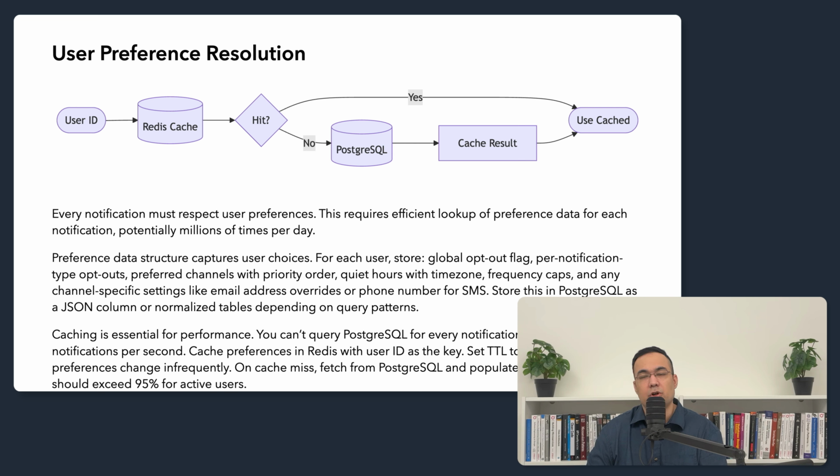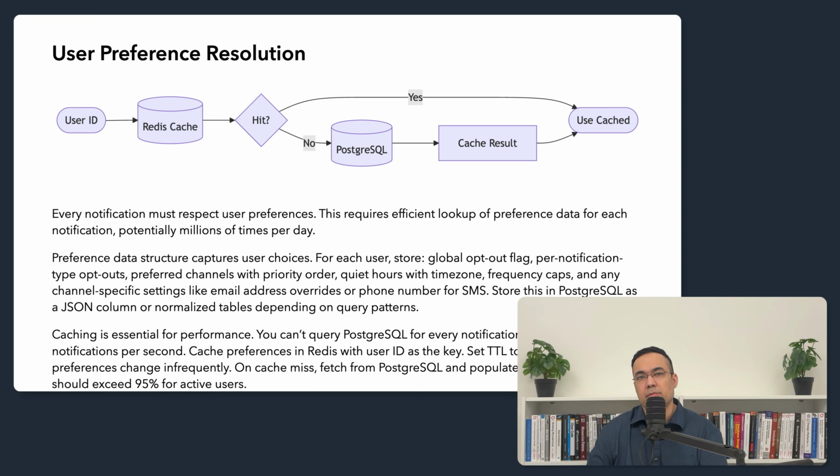The database would not be able to handle the load. Cache preferences in Redis with user ID as a key. Set duration to 5 to 10 minutes since preferences change infrequently. On cache miss, fetch it from the PostgreSQL and populate the cache. Cache hit rates should exceed at least 95% for active users.